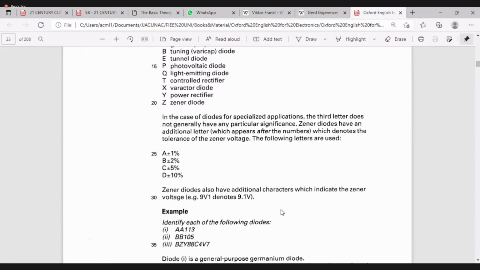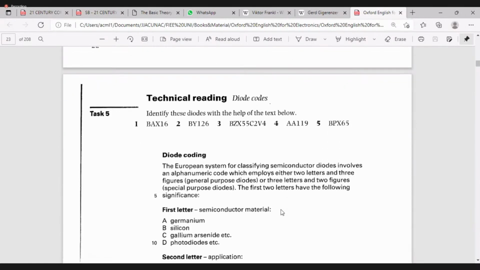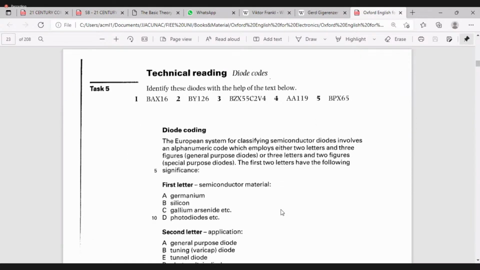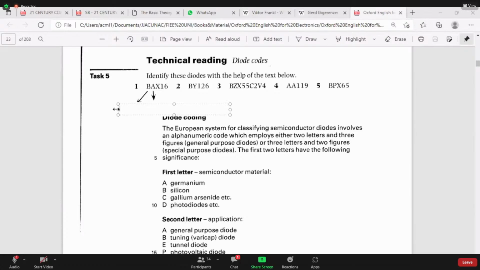Then, what are the diodes? With this explanation, I finish here the theory to prepare you for the evaluation. When we have BAX16, letter B is silicon, the material, right? So first is the material. The material is here, B, silicon. And X16, what is that? We're going to see it.